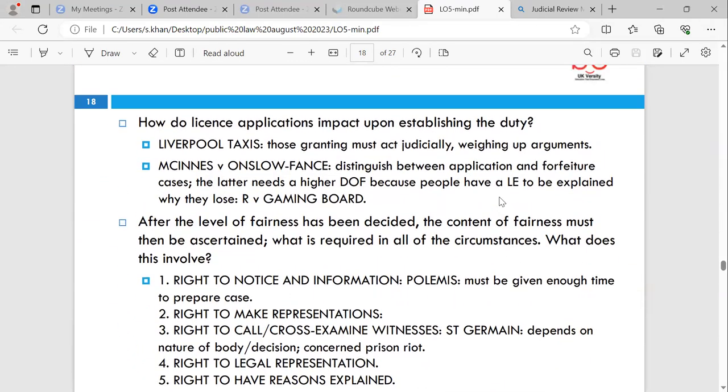How do licence applications impact upon establishing the duty? In the case of Liverpool Taxis, those granting must act judicially, weighing up arguments. McKinnon and Onslow distinguish between application and forfeiture cases. The latter needs a higher duty of fairness because people have a legitimate expectation to be explained why they lose. R v Gaming Board.